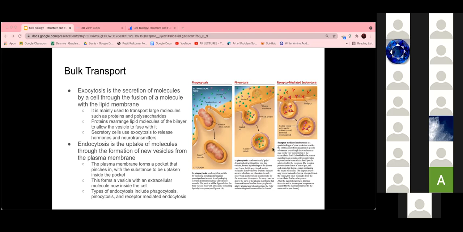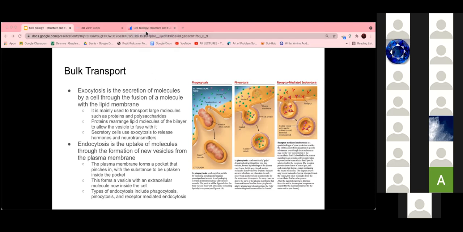that will go inside the cell. Lastly, in receptor-mediated endocytosis, the cell will again pinch inwards, but this time there'll be receptor proteins on the exterior surface of the cell that will attach themselves to solutes to be taken up into the cell. And this allows the cell to take up specific solutes instead of just taking a bunch of solutes all in at once. And that's pretty much the end of the lecture part.